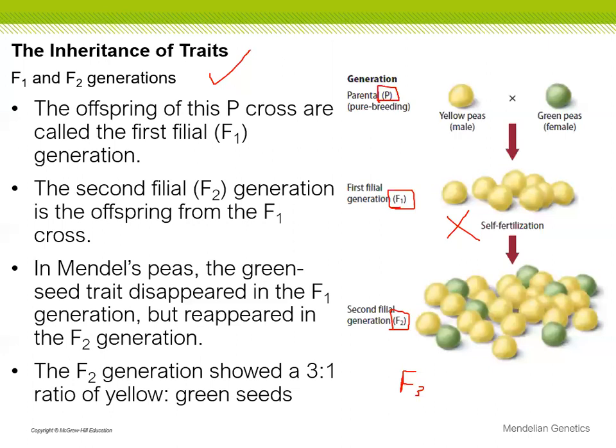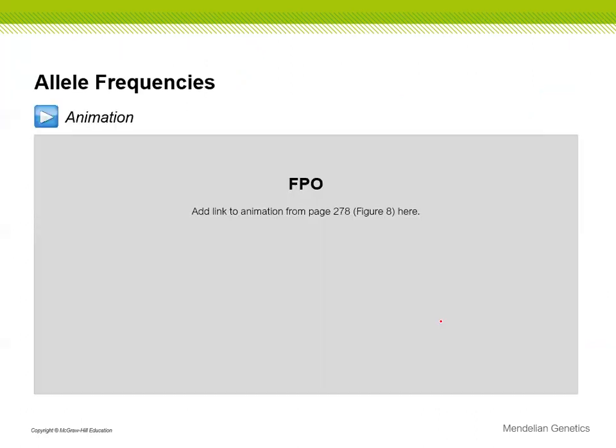So one thing to note is that when he did this experiment, he literally took the peas, he counted them all out, and in total, he had over 8,000 peas that he counted. And this 3-to-1 ratio is very, very important. So this is something that is true for not just color, but for a lot of traits.